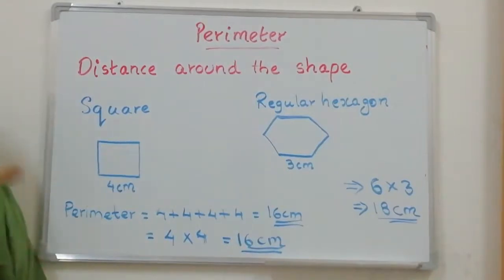So this is the way you find a perimeter. Just add all the sides to get the perimeter of a shape. If the sides are equal, you can just multiply the number of sides by the length of one side.